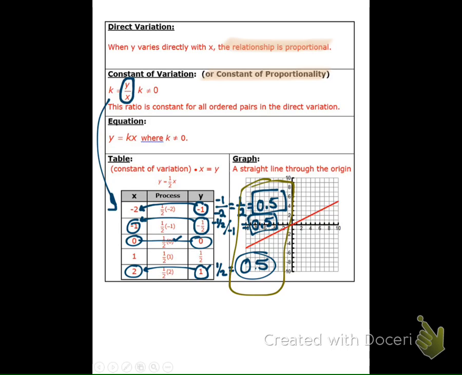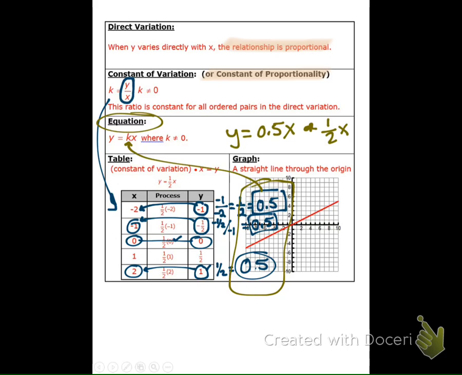Now, once I have that number, I can do something else with it. I can look at writing my equation. Since I know that this is a proportional relationship, I can use that k, this 0.5 that I found here, and put it in for my coefficient. So I can write the equation y equals 0.5x, or if I wanted to keep it as a fraction, I could write y equals 1/2 x. And so that's what we're looking at there.